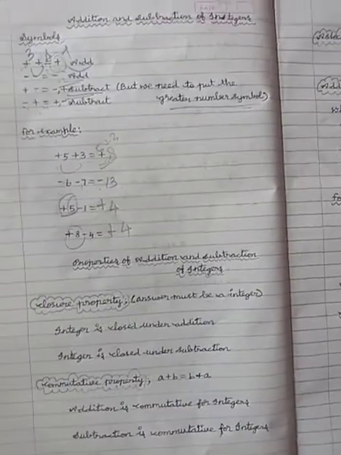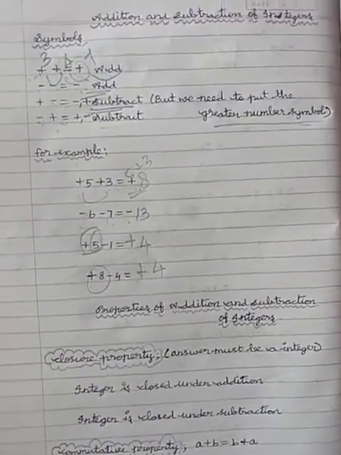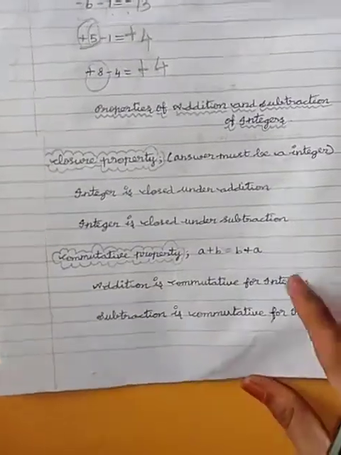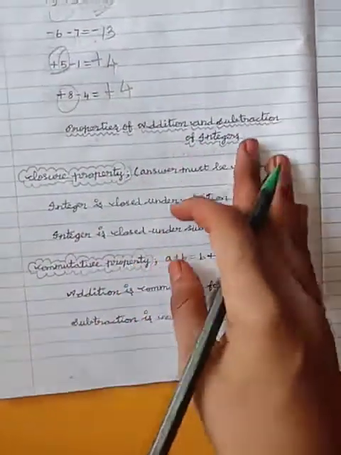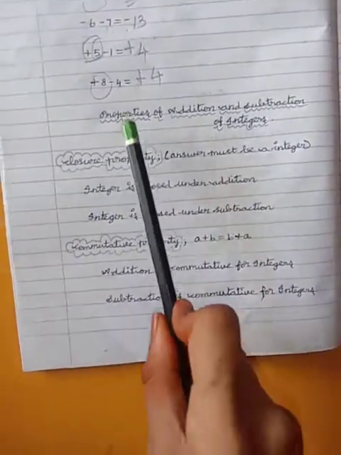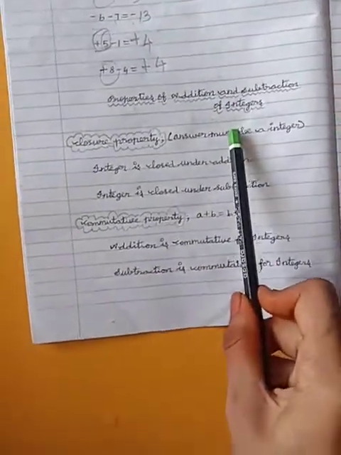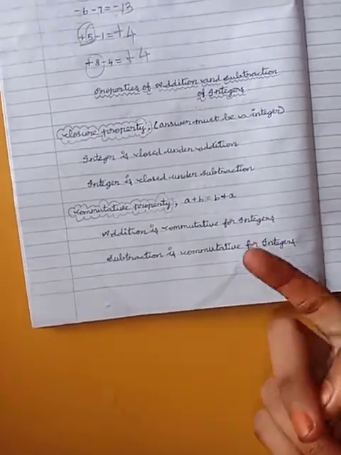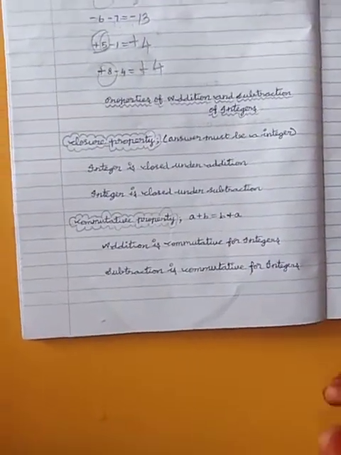So this is the addition and subtraction of integers. Here this is the main formula for that. So let's move on to the next topic, properties of addition and subtraction of integers. Now we are going to revise our properties of addition and subtraction of integers. There are 3 main properties, 1 additive property and 1 important topic.